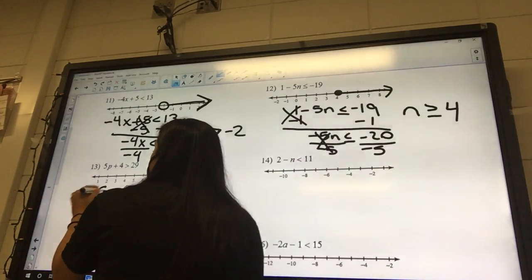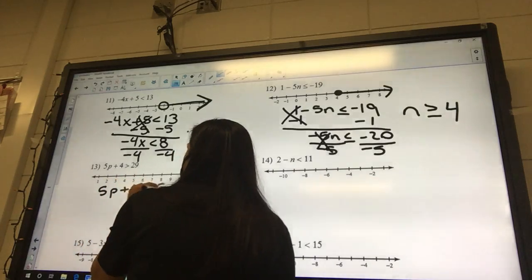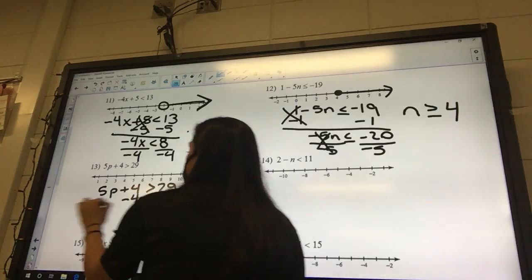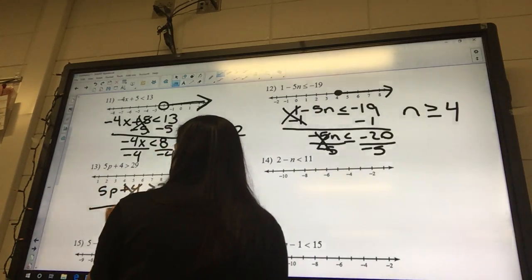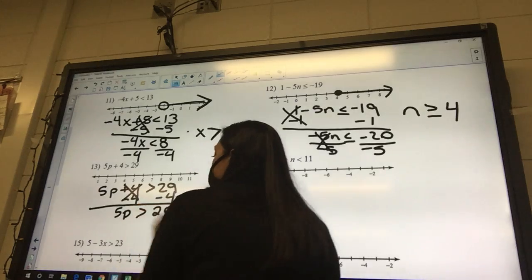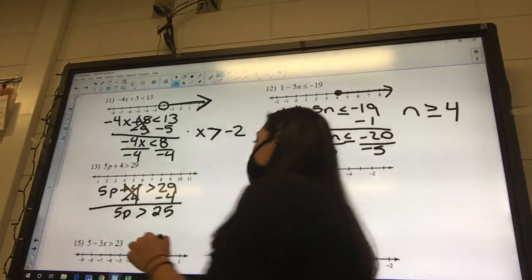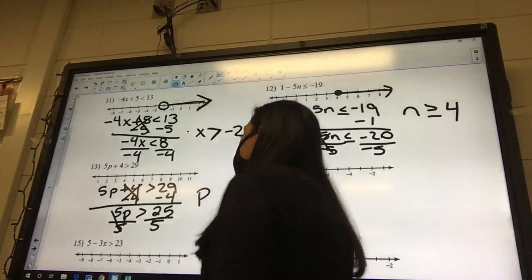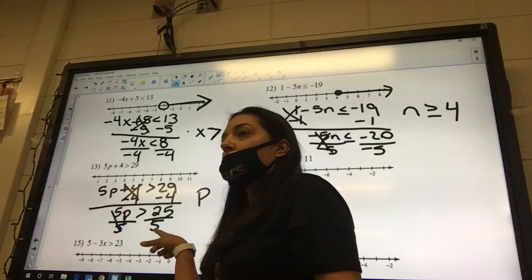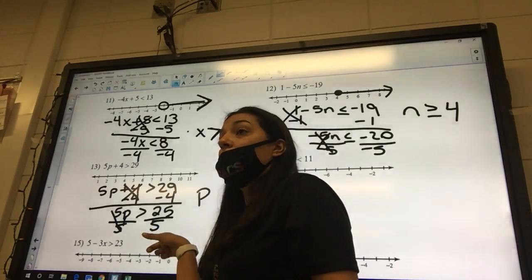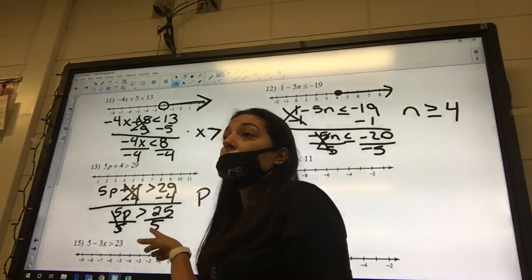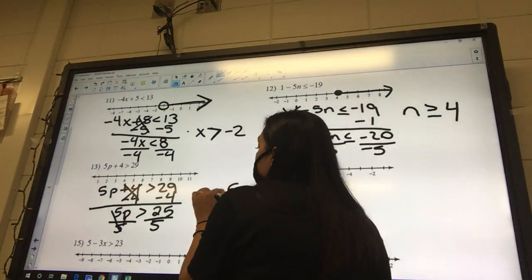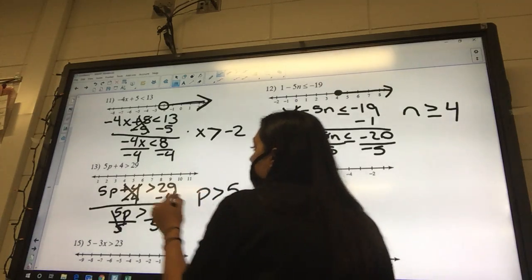Okay, so let's look at 13. 5p plus 4, 29. We're going to subtract 4 from both sides, and I'm going to get 25. My last step is going to be to divide. Okay, Jacob, so our bottom number, is it positive or negative? So do we need to flip? No. You just look at this bottom number every time. If it's a negative, then you have to flip it. So we got 5, and it's going to stay the same way.